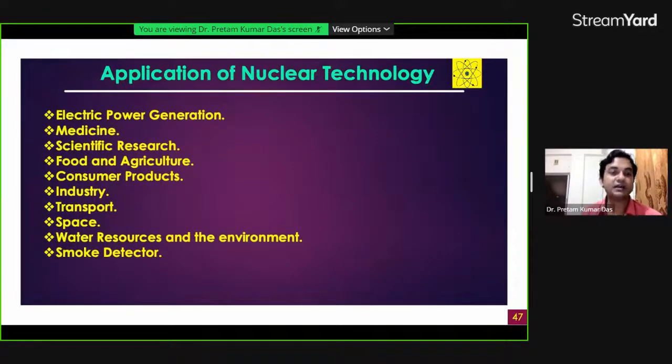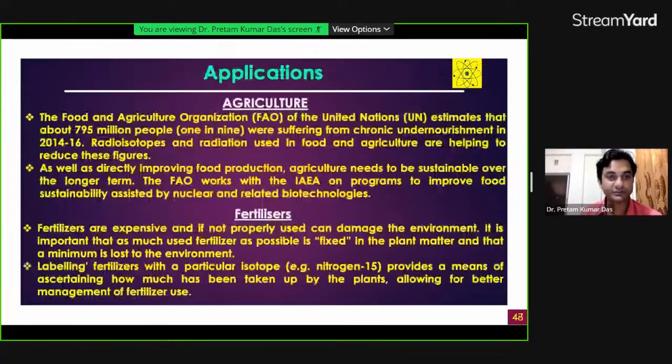The applications: electric power generation, medicine, scientific research, food and agriculture, consumer products, industry, transport, space, water resources, and environment, smoke detector. So, agriculture.